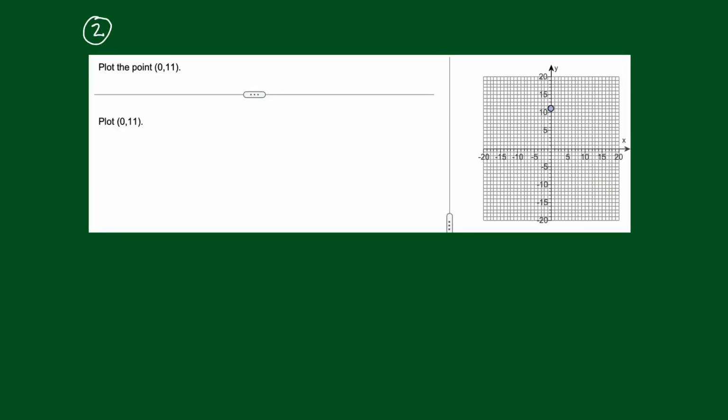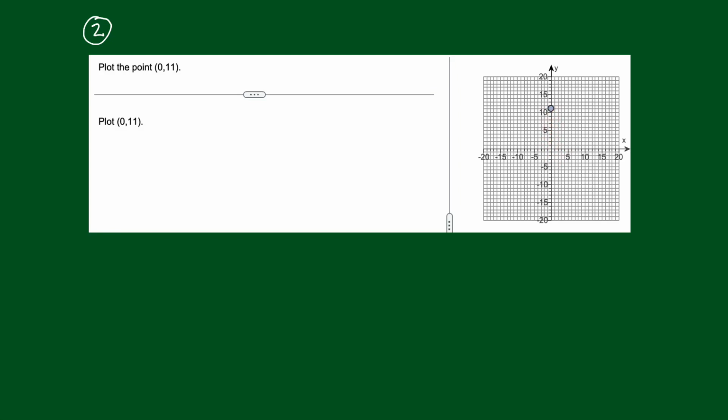In problem number 2, we want to plot this point, (0, 11). Now, the first component tells you the horizontal movement from the origin. So I'm going to start at the origin. I'm going to go nowhere. I don't go left. I don't go right. But I do go up, positive. I do go up 11 units. Oh, it looks like I've got it plotted already. No left to right movement, but I go up 11.